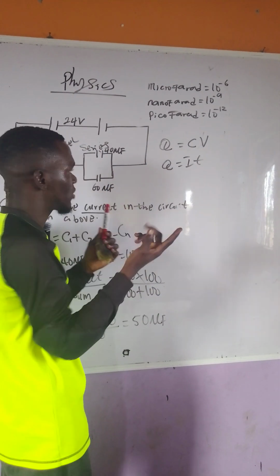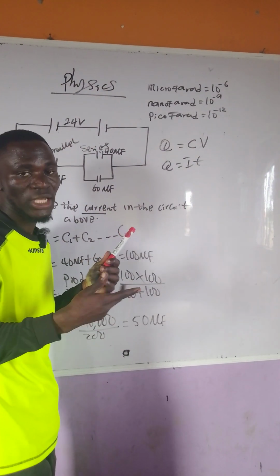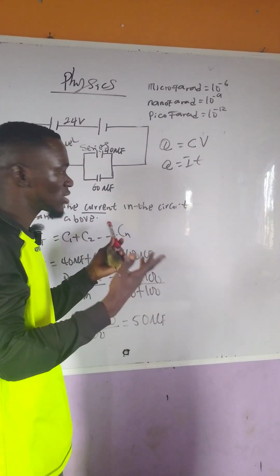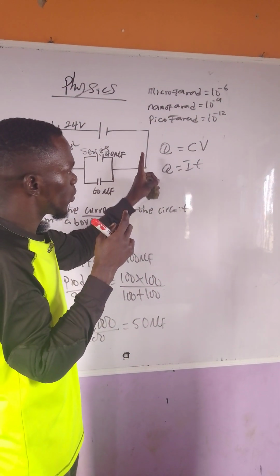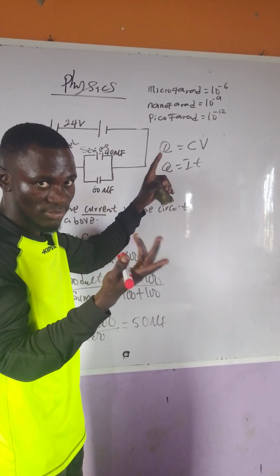So the charge has just this formula, which is for capacitors, and for the quantity of charge that passes through the circuit, the current. So now we are going to use the second one to get the current, because that contains current.